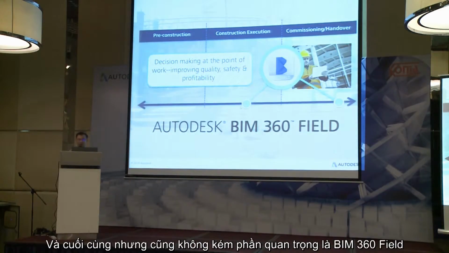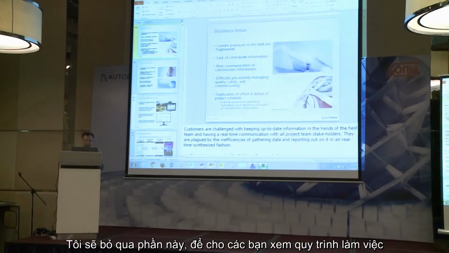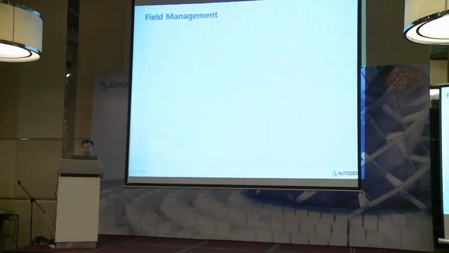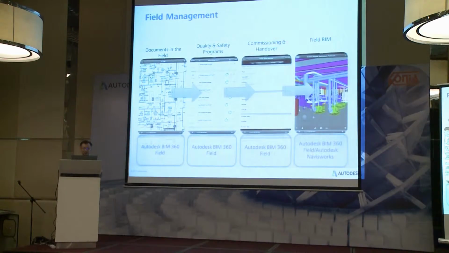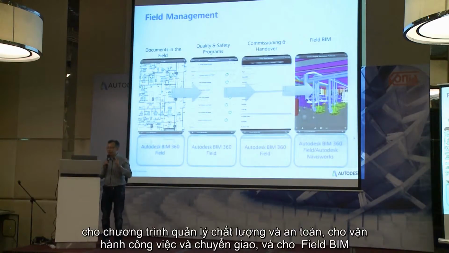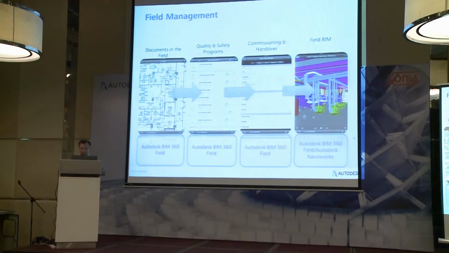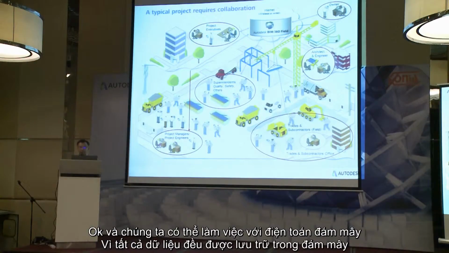And last but not least, the BIM 360 View. I will skip this one to let you see the workflow. For BIM 360 View, the main feature is to bring documents to view, for the quality and safety program, for commissioning and handover, and for field BIM, with the 3D model. And we can work on the cloud because all the data is stored on the cloud.